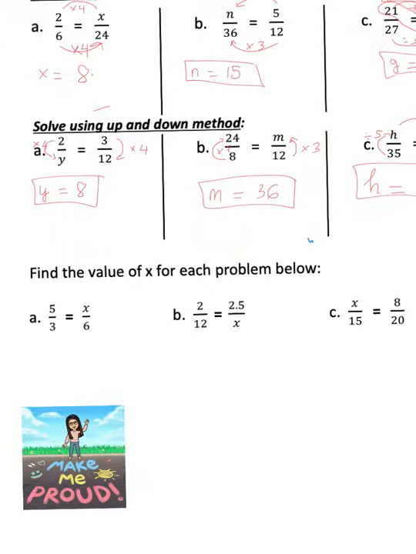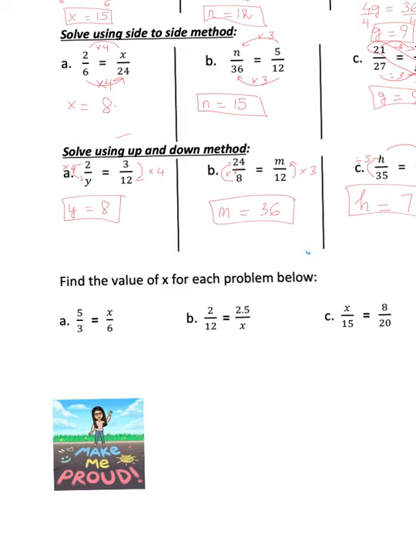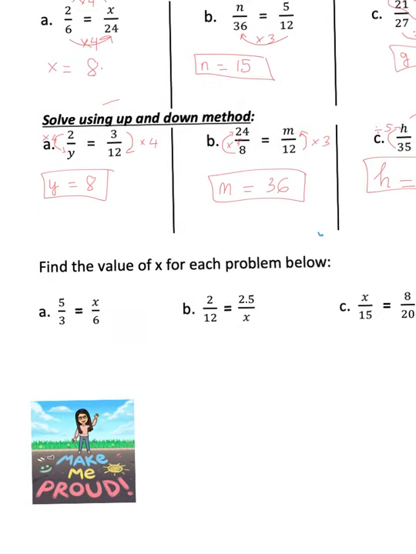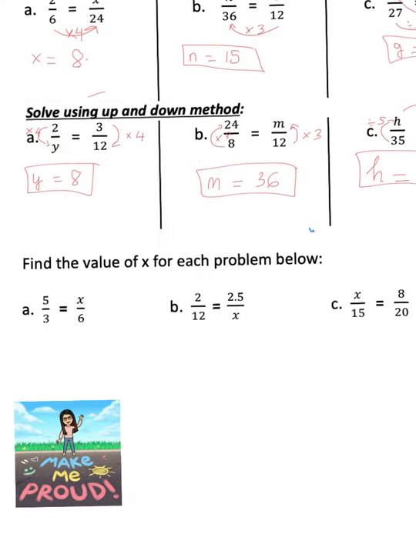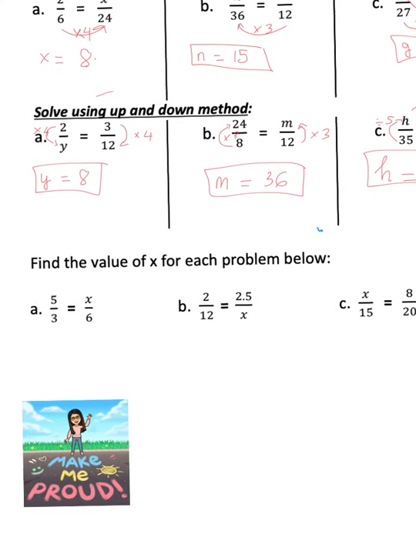All right, for this problem right here, you will choose a way that you like to do it, either cross multiply, side to side, or up and down method. Okay, you can do these 3 problems on your own and check the answer with the key.